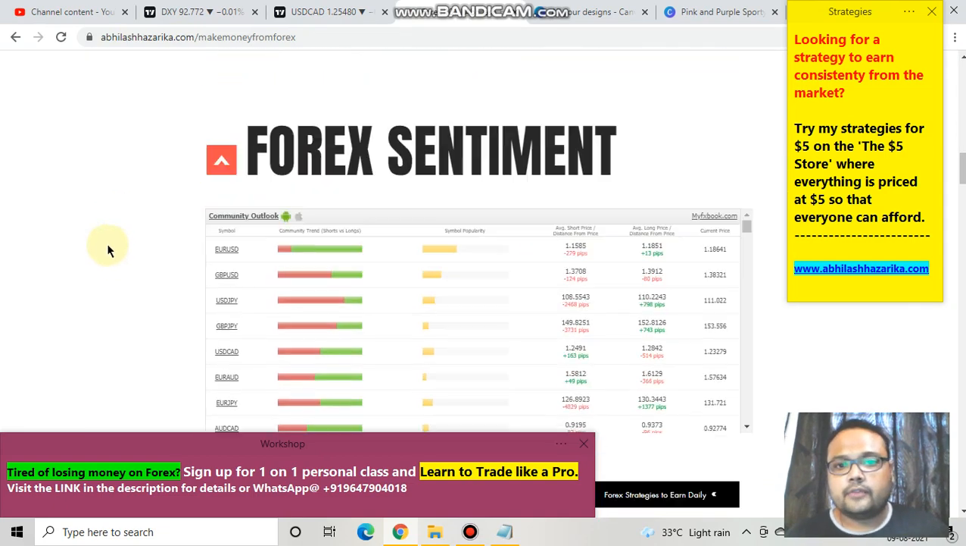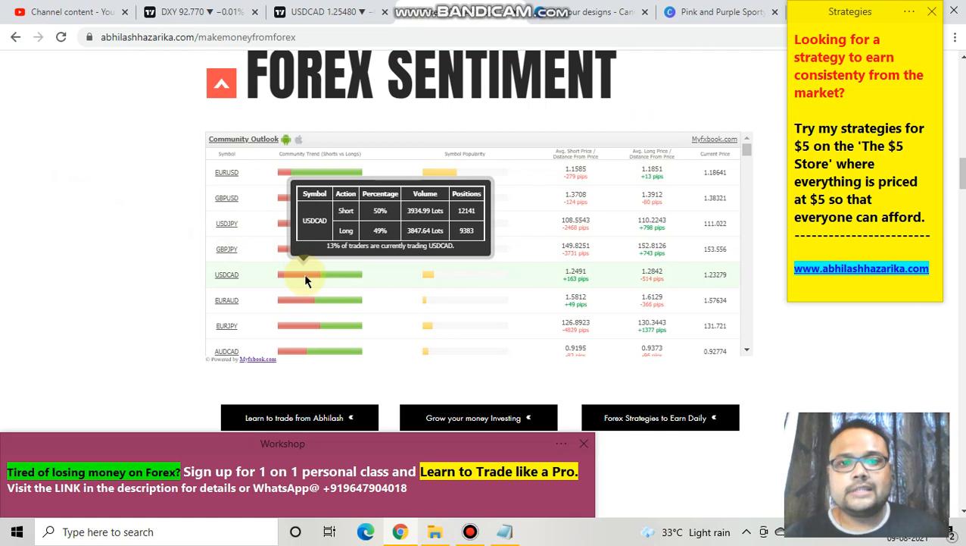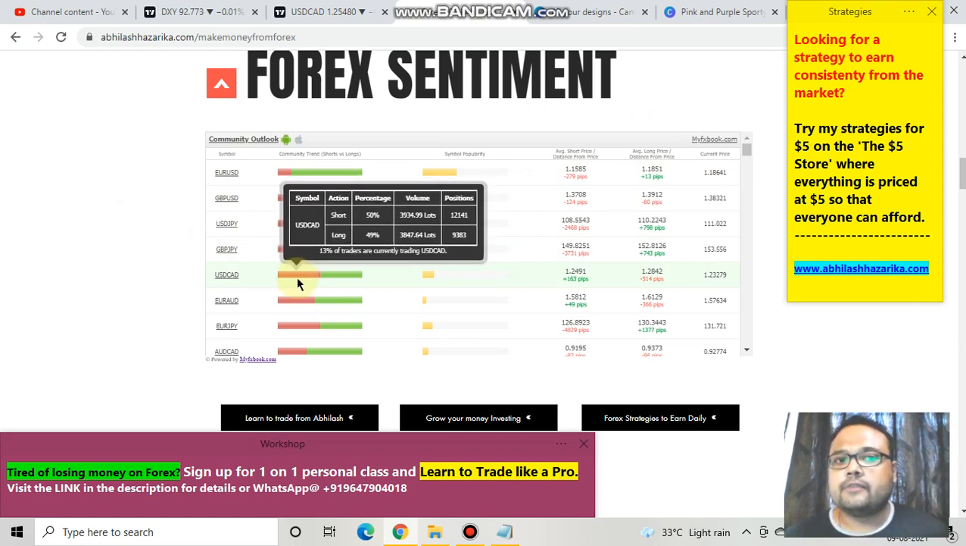If we go to the Forex Sentiment meter here, then you can see that in USD CAD, 50% of traders have taken a short position and 49% of retail traders have taken a long position. Even the retail traders are quite confused. You can see the 50-50. 50% are thinking that the market will be going up, whereas 50% are considering that the market will be going down.